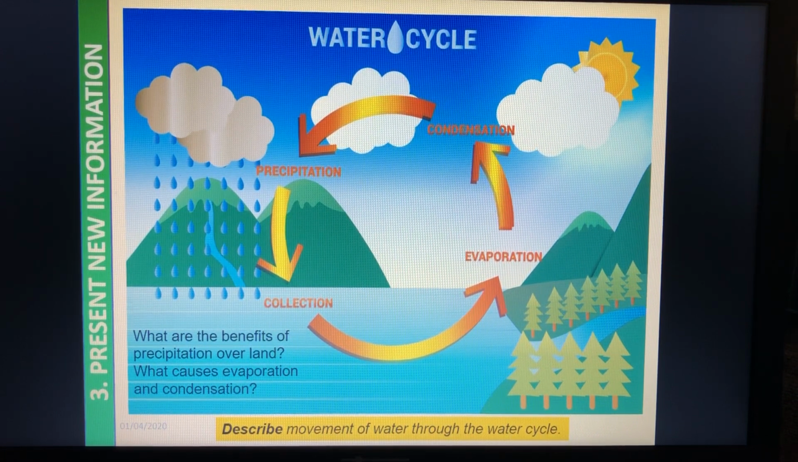Now, as well as creating this picture in our books with all of the key words, we've got 2 questions. What are the benefits of precipitation over land? I think I've just answered that. And what causes evaporation and condensation? So I'll give you a minute and then I'm going to talk through the 2 questions. You might need to pause at some point to get the diagram done in your book.